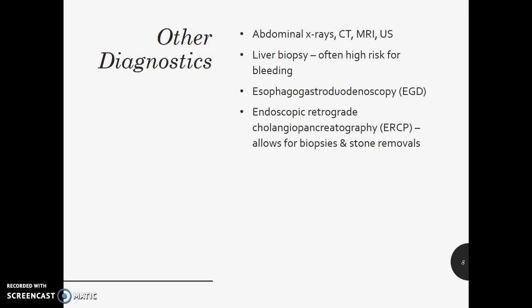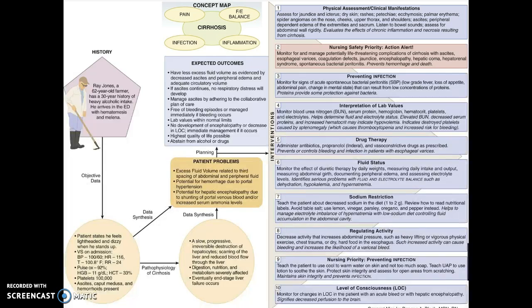Other diagnostics that can be done to determine cirrhosis: abdominal x-rays are pretty good at identifying this, CTs, MRIs, ultrasounds. Liver biopsy can be done, but it's kind of high risk because of the chance of it causing bleeding internally. And then other types of tests can be done, such as EGDs and ERCPs, and it allows for biopsy. And if there's stones in the biliary system that is causing the problem in the liver, then those can potentially be removed at the same time.